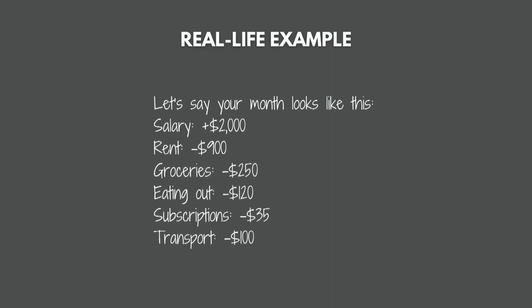Now here's a real life example. Let's say your month looks like this. You have a salary of $2,000 or pounds, as I'm now in the UK. Your rent is $900. Your groceries are about $250 for the month. Your takeout budget is $120. And your subscriptions are $35, and your transport fees are $100. Now you can see your money instead of guessing.